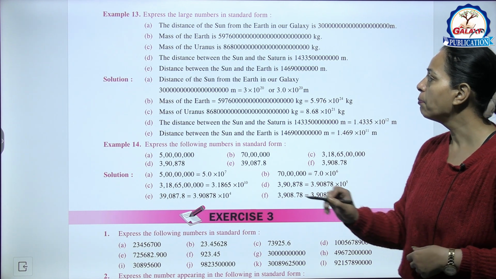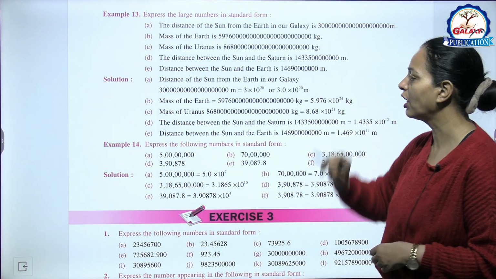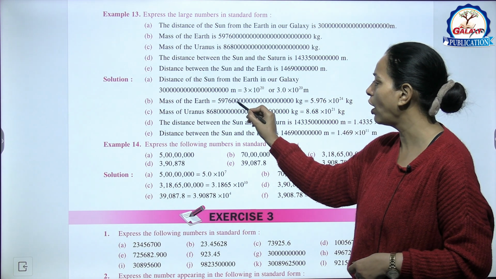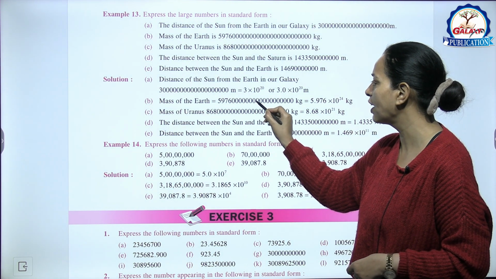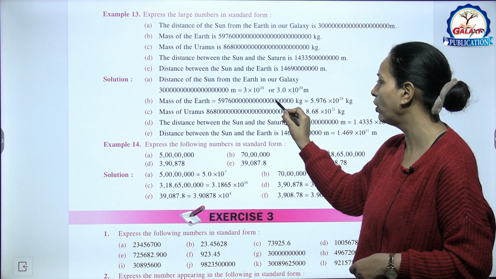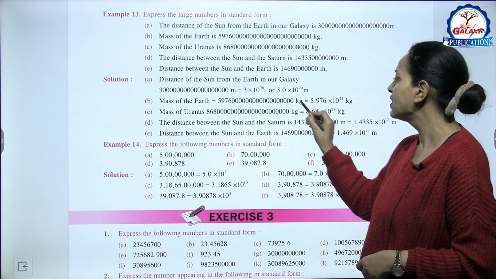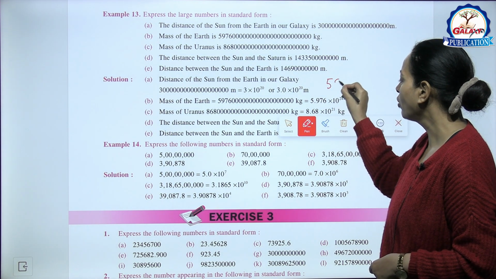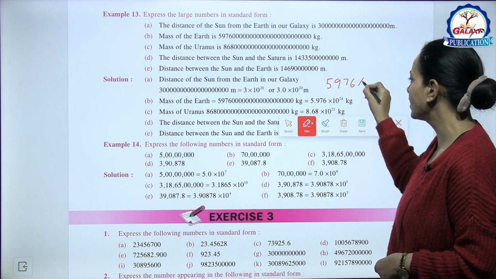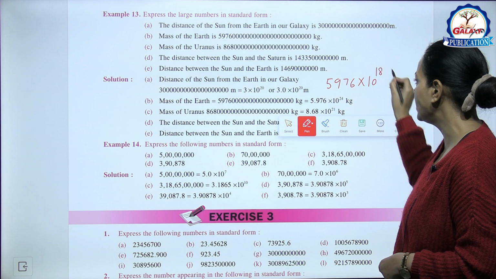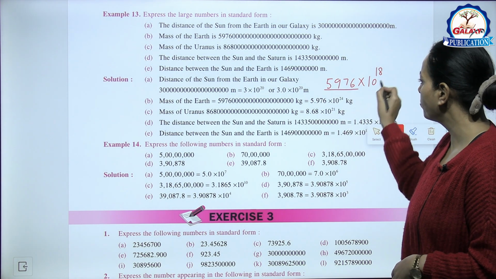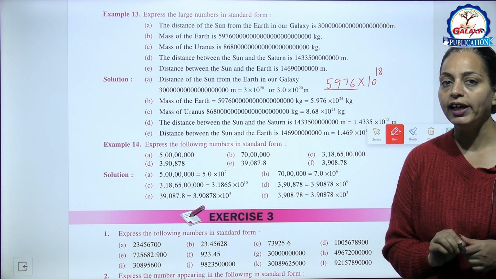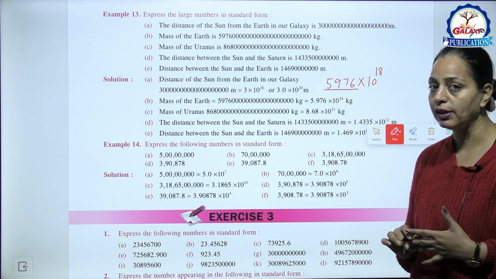Now B part, mass of the earth is this much kg. So what to do? First just check out how many zeros. 1, 2, 3, 4, 5, 6, 7, 8, 9, 10, 11, 12, 13, 14, 15, 16, 17, 18. 18 zeros. It means 5,976 into 10 raised to the power 18. So we can write like this, but this is not the standard form because this number is not lying between 1 and 10. अगर हम डेसिमल कहाँ पर लगाएं?